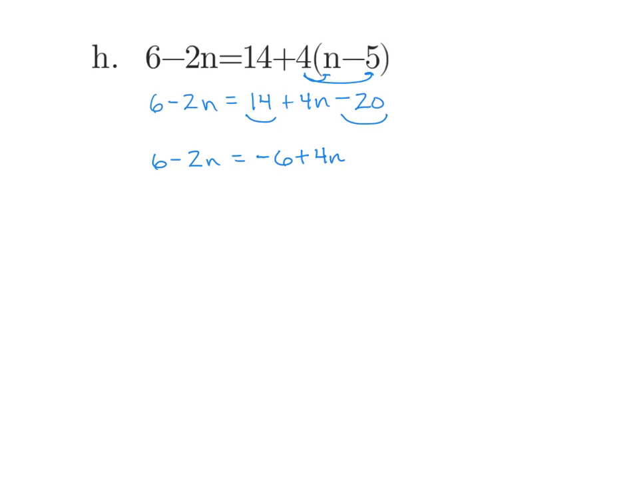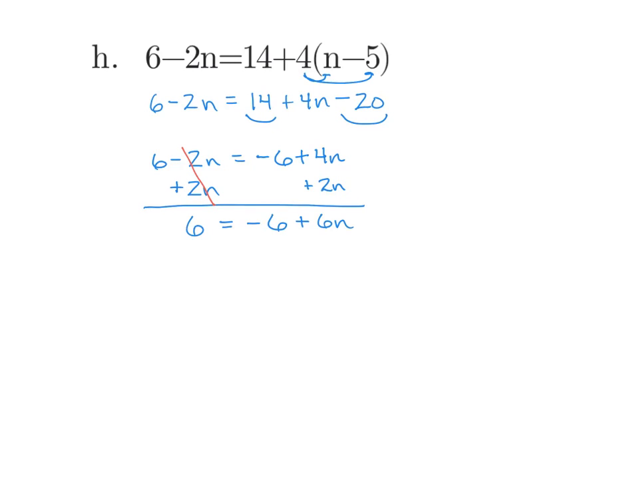From here, again, it doesn't matter which way you move the variables and the coefficients. I'm going to go ahead and make them positive. So I'm going to add 2n to both sides. We get 6, my 2n's cancel, equals -6 plus 6n.